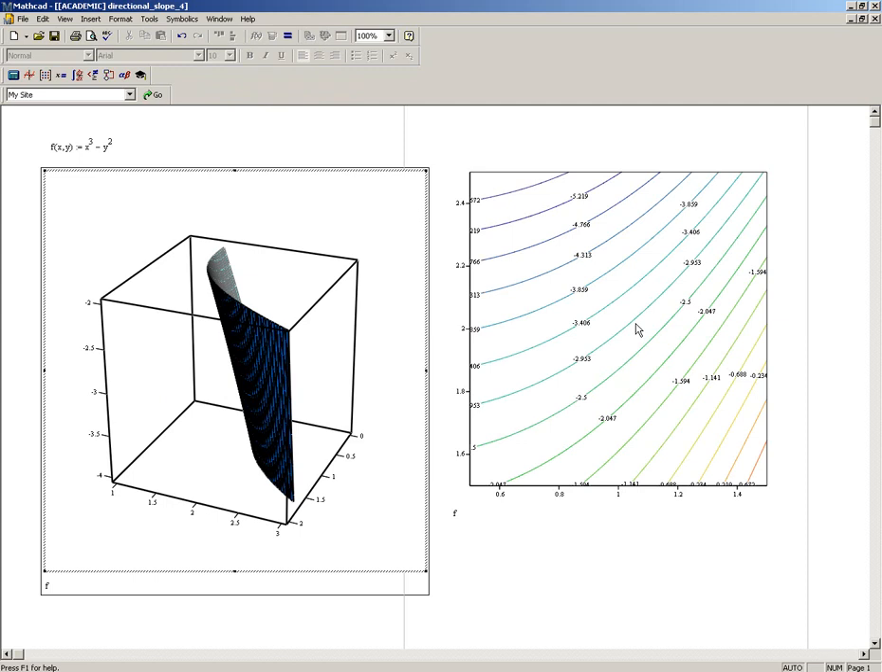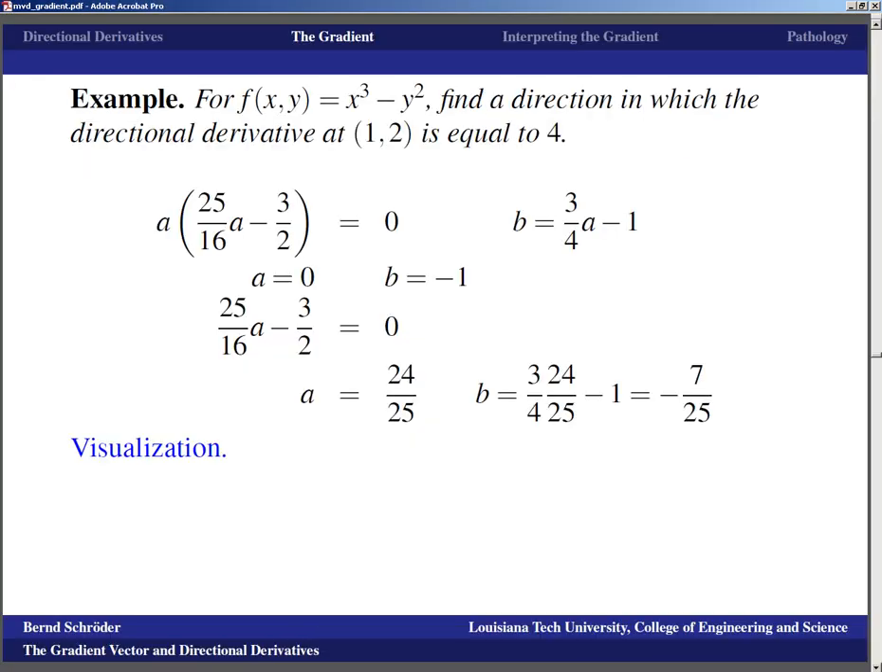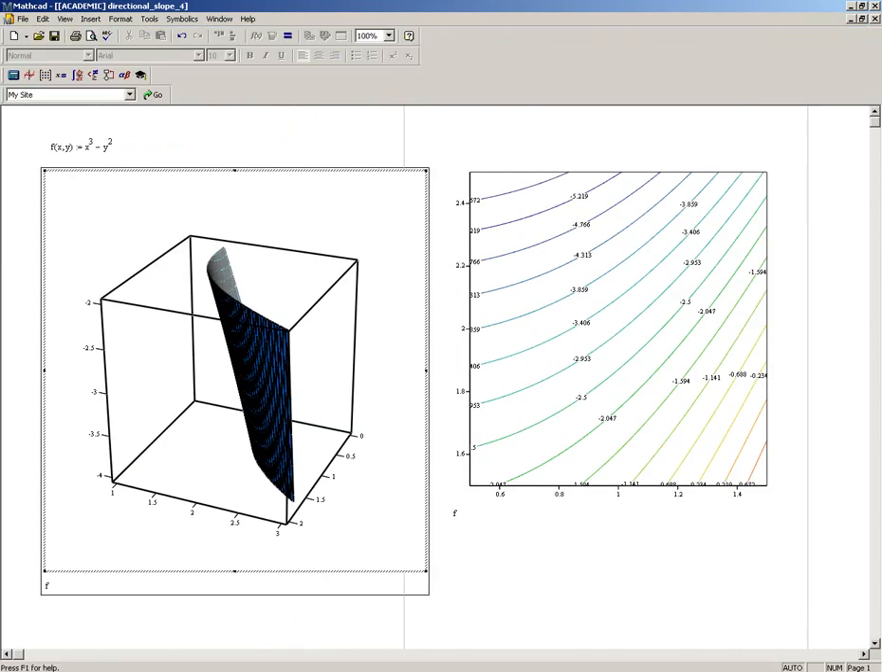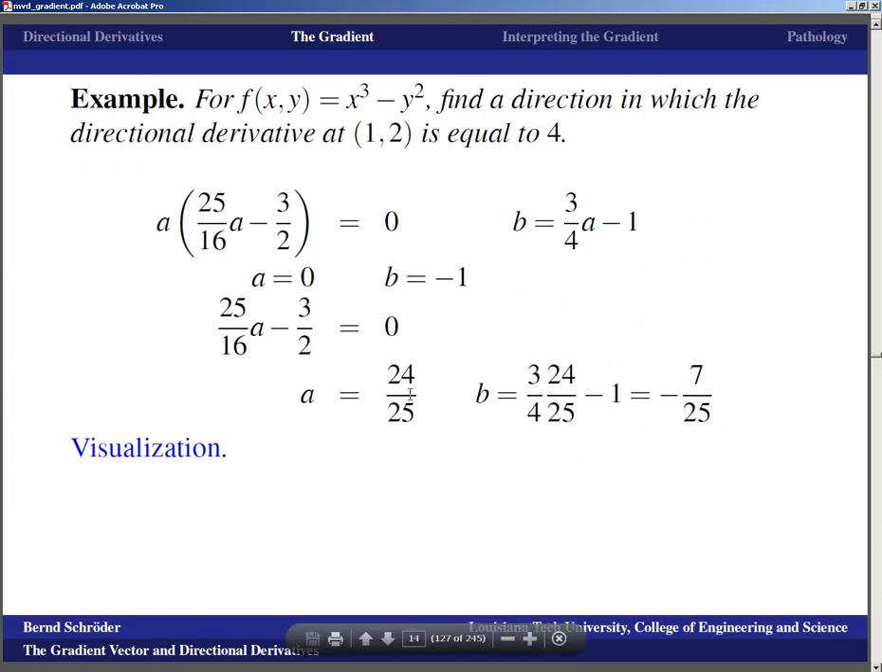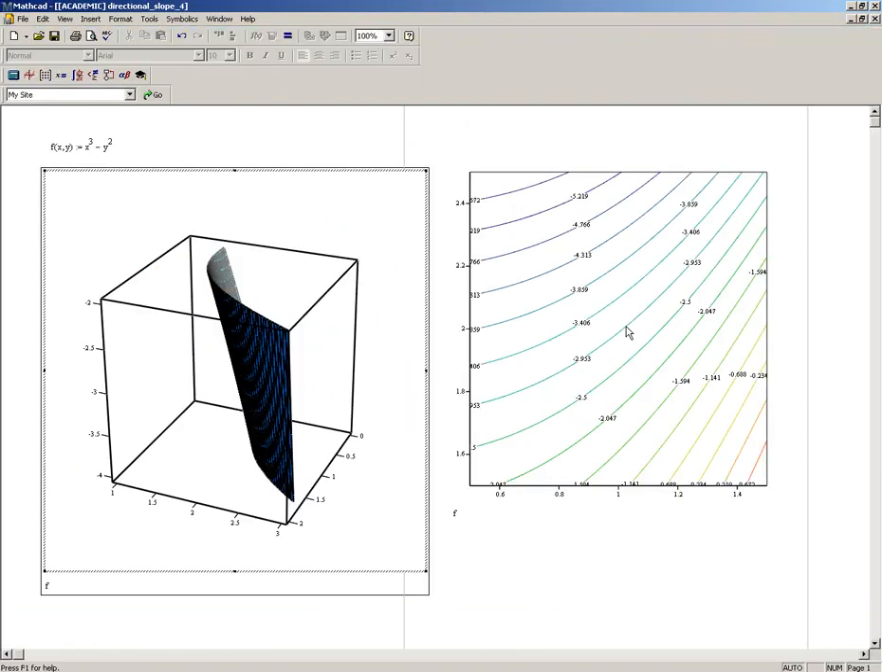and what we have is two directions in which the magnitude of the directional derivative is 4, and that would be, let's take the easier one first, a equals 0, b equals negative 1, so that would be straight down the y-axis, so that is going straight down this way, and the other direction would be a equals 24 over 25 and b equals negative 7 over 25, so that's going at slightly negative slope in the direction of the x-axis, so that is going this way somehow.